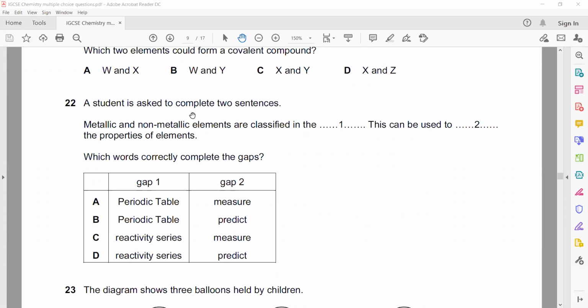A student is asked to complete 2 sentences. Metallic and non-metallic elements are classified in dash, and this can be used to dash the properties of the element. Which word correctly completes the gap? So metallic and non-metallic elements are actually classified in the periodic table, and using this classification, using a periodic table, we can predict. We are not measuring anything, we are just predicting their properties.